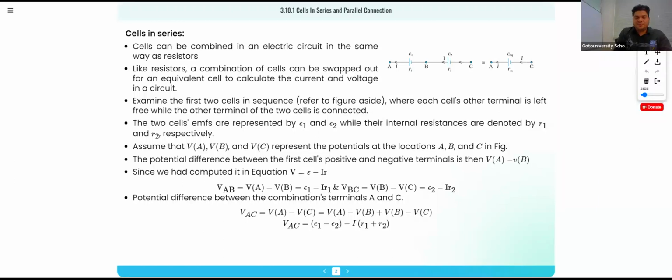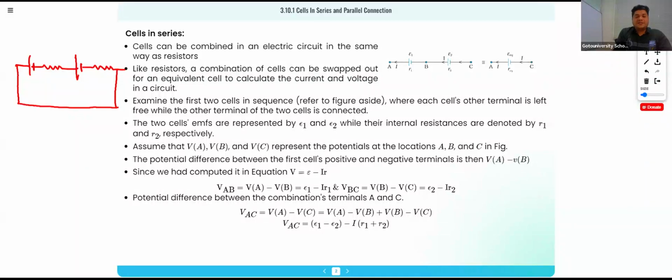For example, you have a battery which is connected to a resistance, which is then connected to a new battery, and then again to a resistance. So how is it connected? It is connected in the same line. Therefore this will be cells in series. How it will work, we are going to discuss.